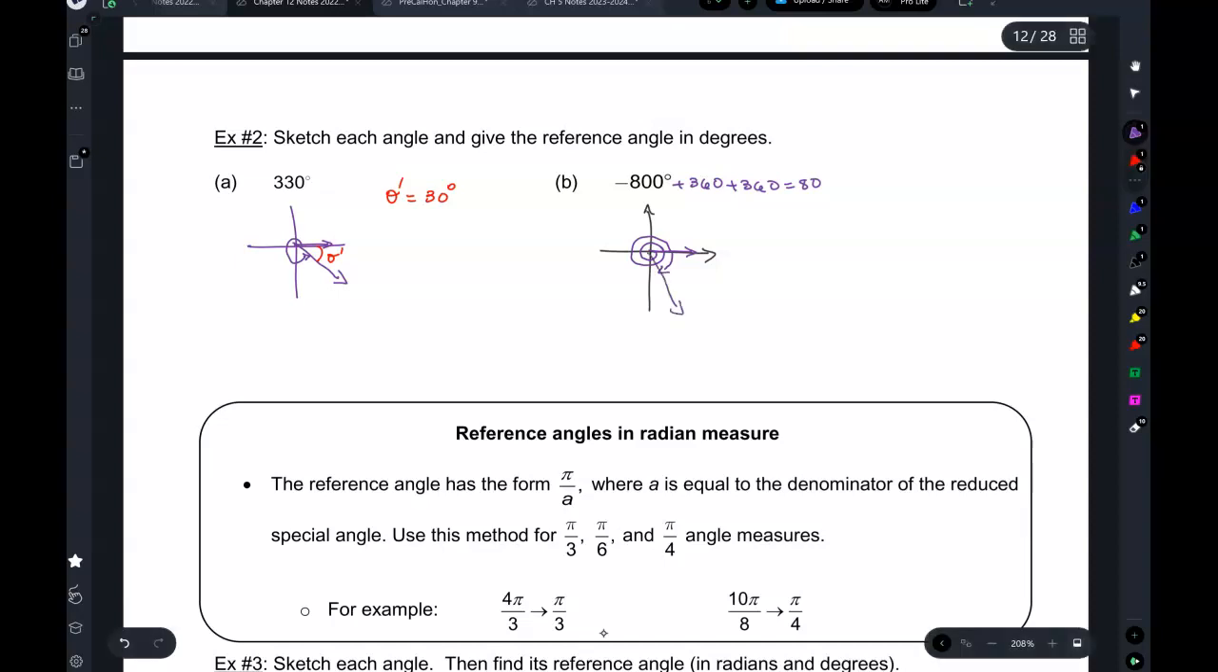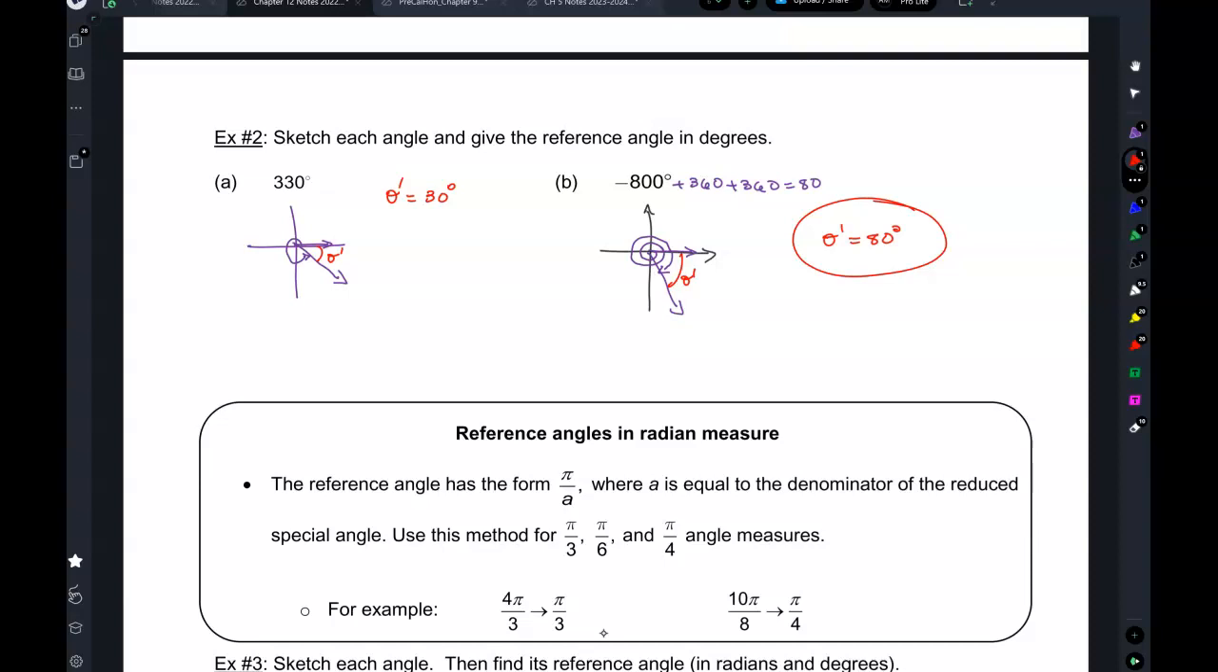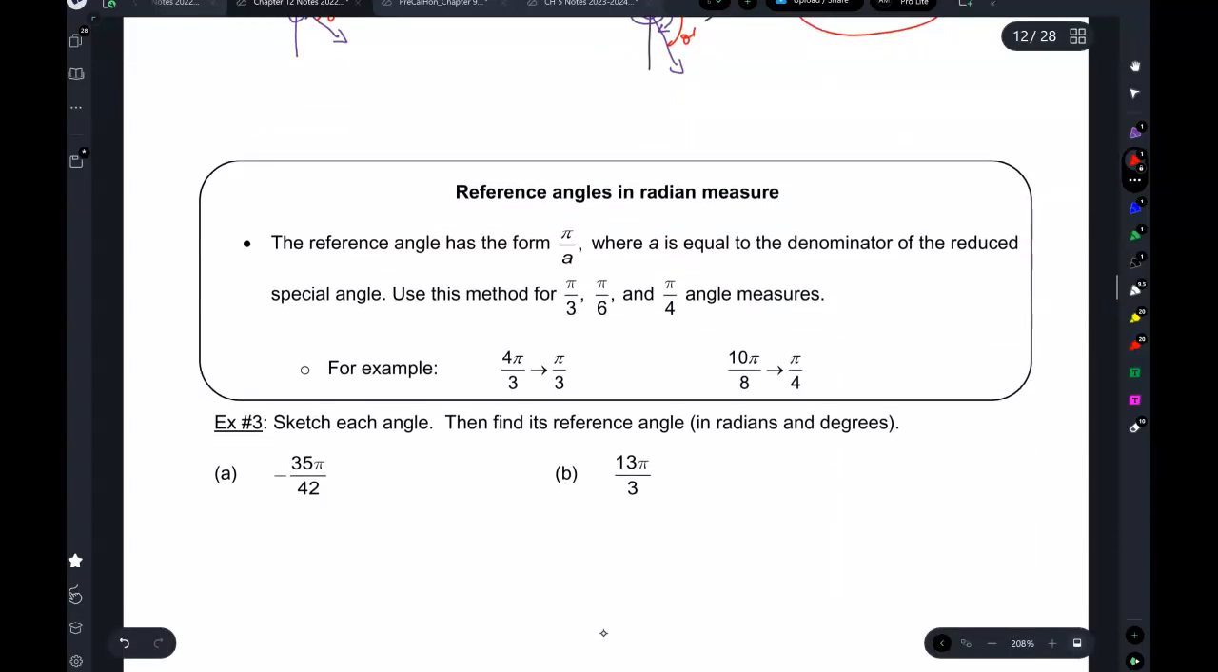Okay, so first of all, where is theta prime? This is theta prime, in between the terminal side and the x-axis. How many degrees is that? You just said it. 80 degrees. So theta prime is 80 degrees. It's not negative 80, it's 80. It is always an acute angle between 0 and 90. All right? Fabulous.